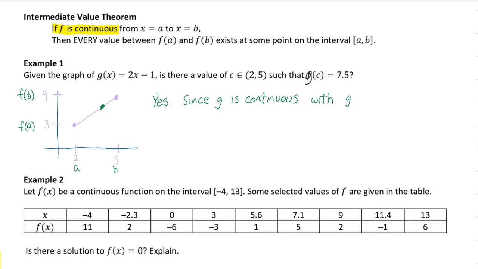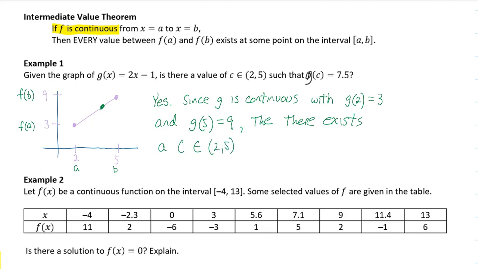So I'm going to say with g of 2 equal to 3, there's my value below 7.5, and g of 5 equal to 9, there's my value above 7.5, then there exists a c in the interval 2 to 5 such that g of c equals 7.5. And I have to say all of that.